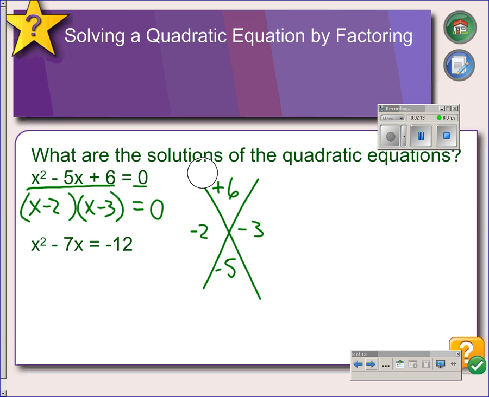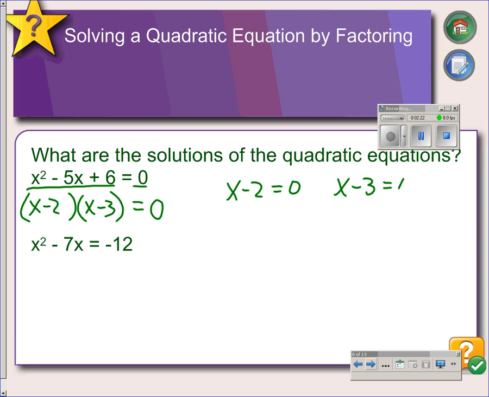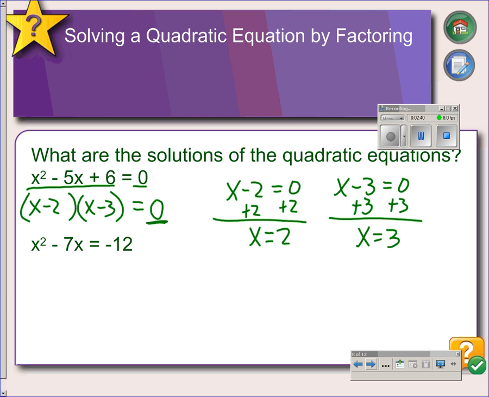Now, using the zero product property, we can say that either x minus 2 equals 0 or x minus 3 equals 0. Because if either one of these factors equals 0, when we multiply them together, we get 0 for an answer. So solving these linear equations gives us x equals 2 as a solution, and adding 3 to each side, we get x equals 3 as a solution. So our two solutions to this quadratic function are x equals 2 and x equals 3.